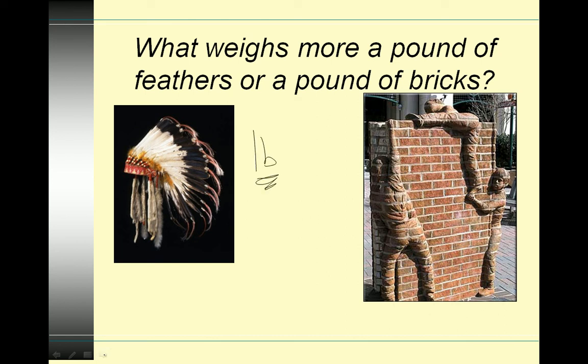Now, the reason why that joke is even remotely funny is feathers, they don't weigh a little. Feathers have a low density, so they don't have much mass for their size. And bricks have a high density, which means they have a high mass for their size.